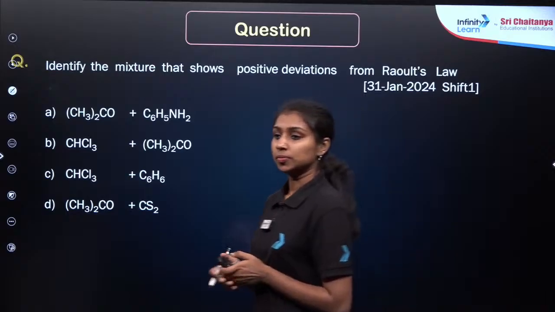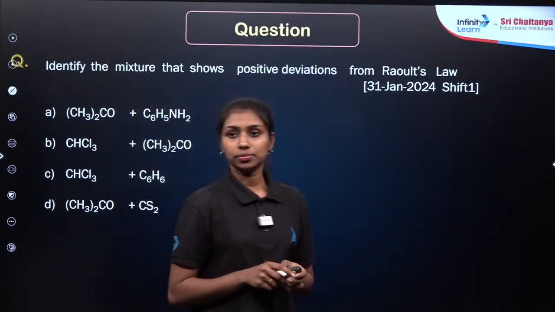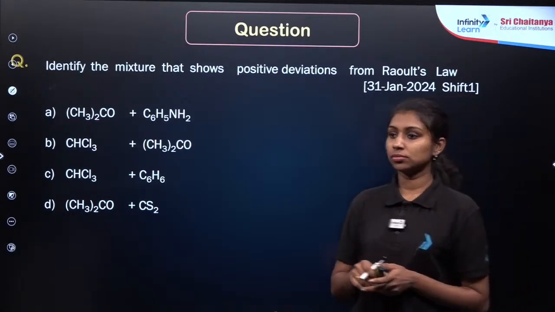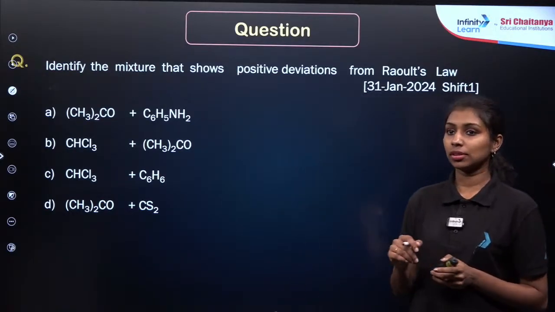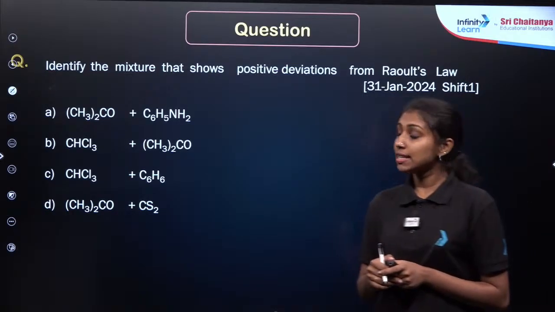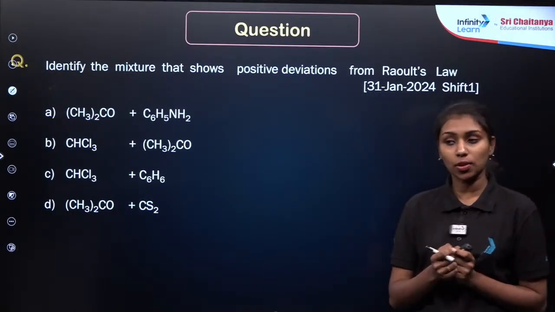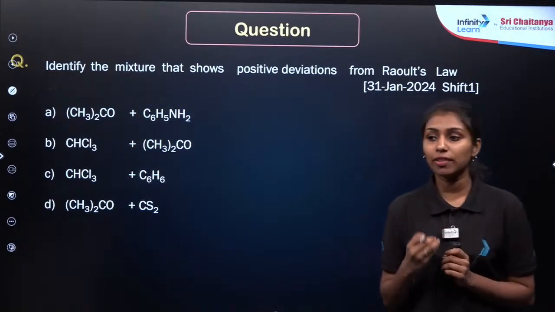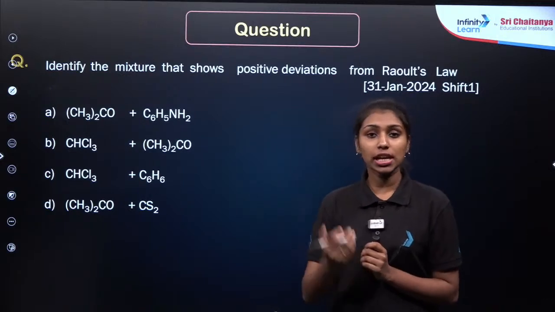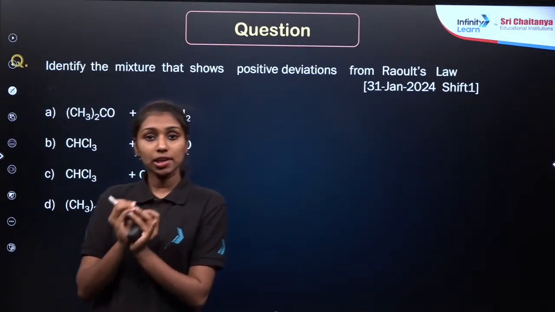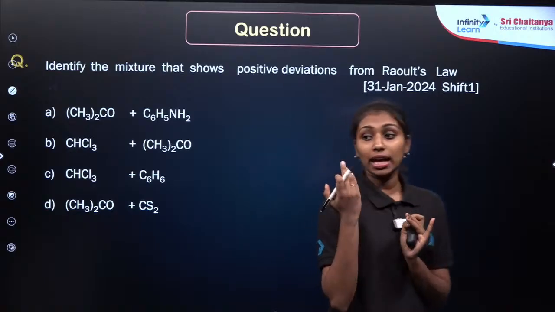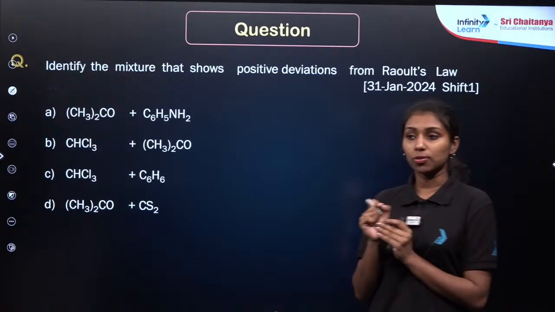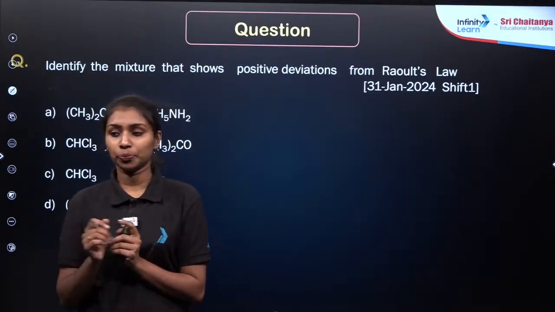Okay, here is the next question. Identify the mixture that shows positive deviation from Raoult's law. We have seen about Raoult's law, right? How it is connected with the vapor pressure. In the case of positive deviation, the observed vapor pressure of the solution should be higher than expected from Raoult's law. So that is the case in positive deviation from Raoult's law. So what will be the answer here?